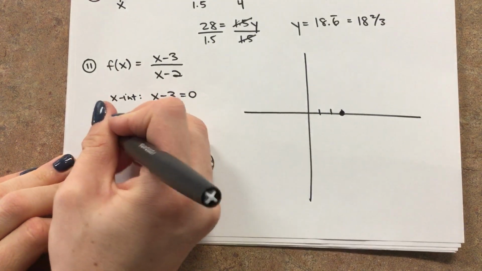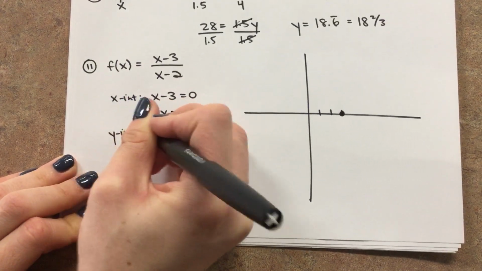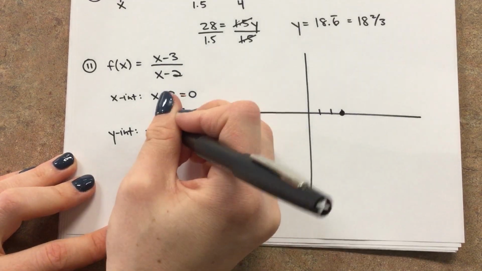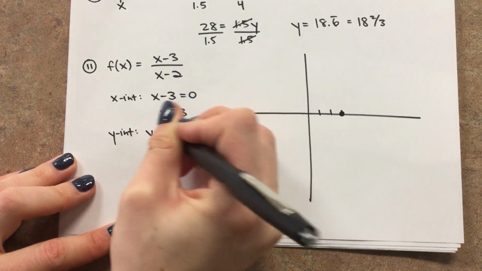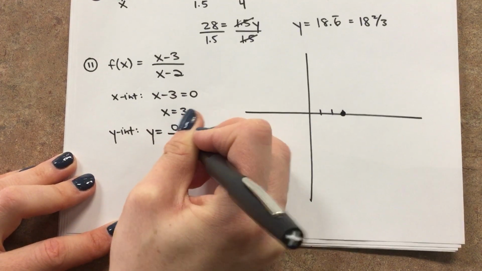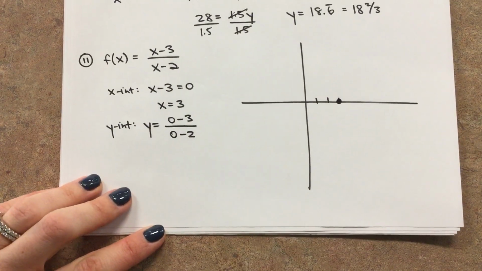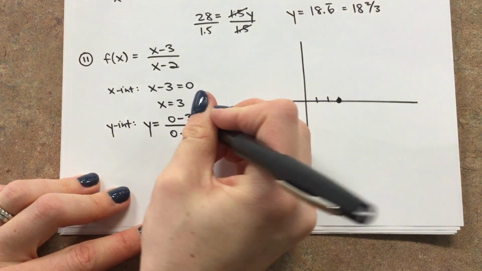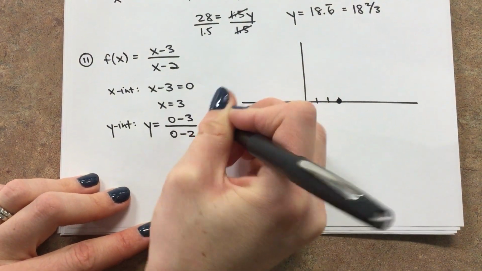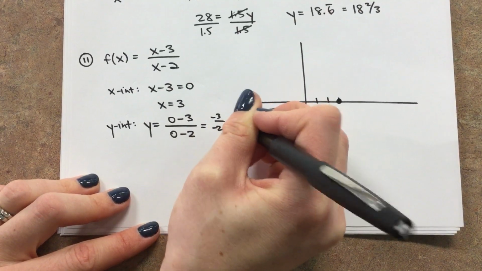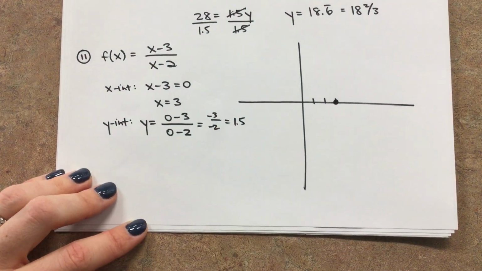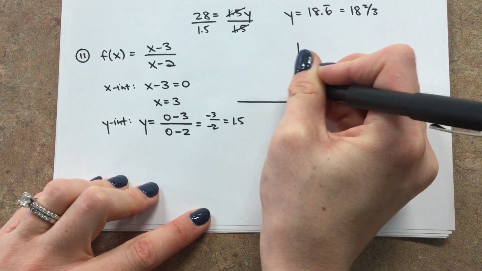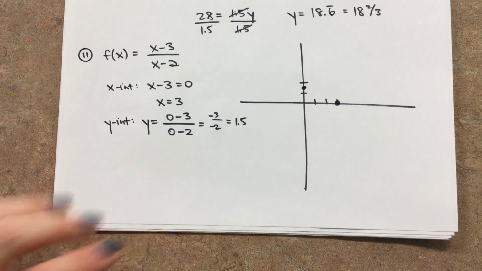And then for the y-intercept, you do y equals, and then you plug in 0 for x instead of y. So you do 0 minus 3 over 0 minus 2. So the numerator ends up being negative 3. The denominator ends up being negative 2. So negative 3 divided by negative 2 is positive 1.5. So on the y-axis, you go 1, 2, and then 1.5. You just approximate right in the middle there.